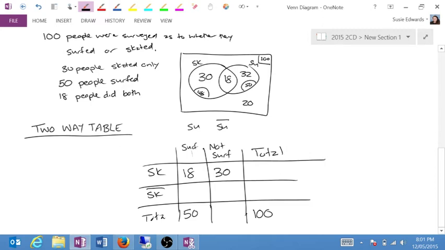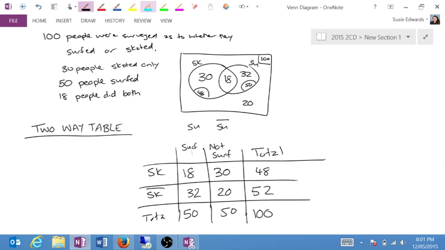We then look for anywhere where we've got 2 out of 3 in the row or column. So 18 plus 30, the total of that is 48. 48 plus something has to equal 100, so it must be 52. 50 plus something equals 100, so it's got to be 50. 30 plus something equals 50, so it's 20. 18 plus something equals 50 equals 32. And just check each way to make sure it works.